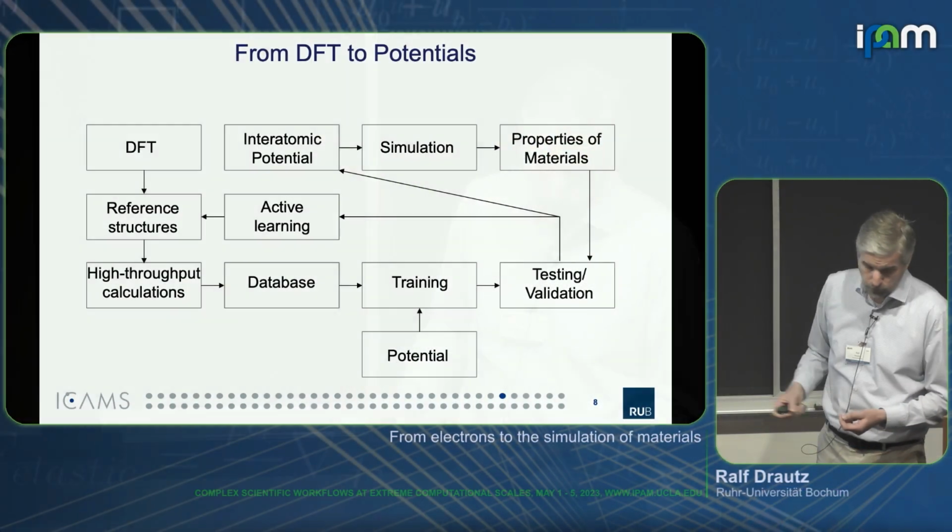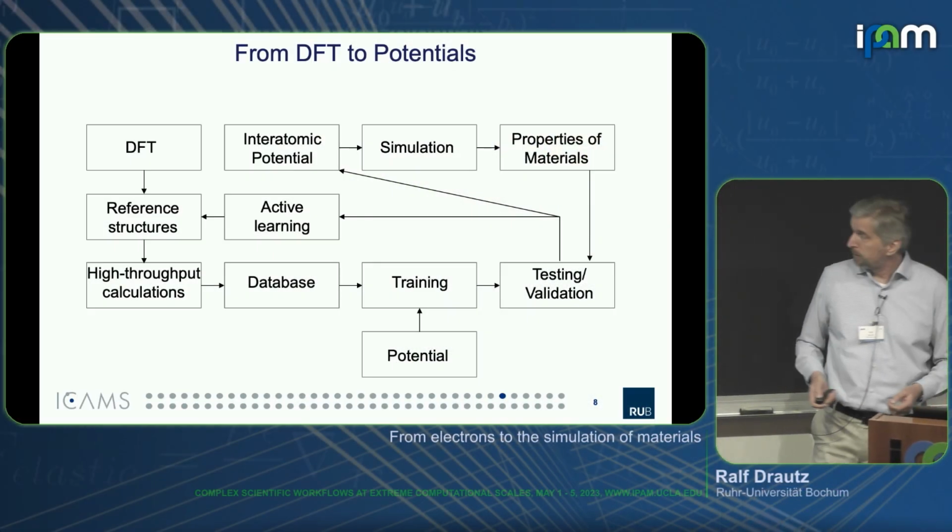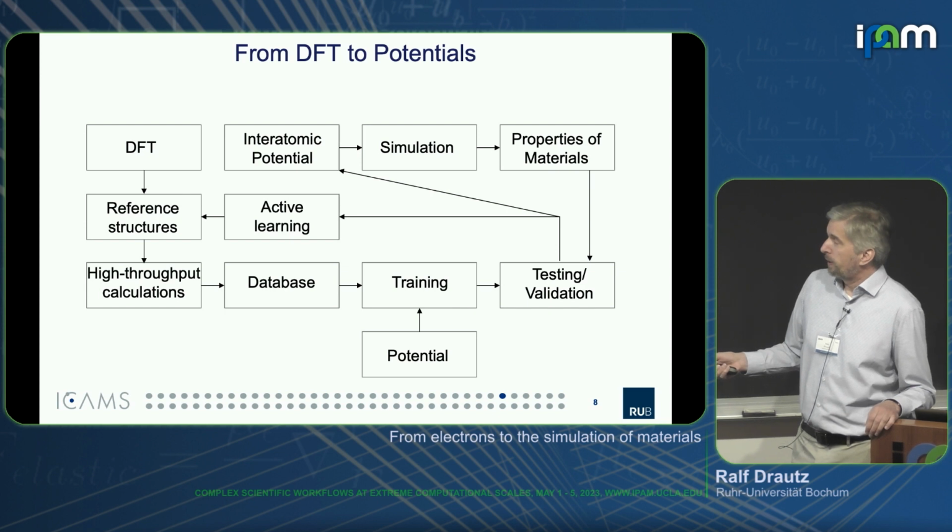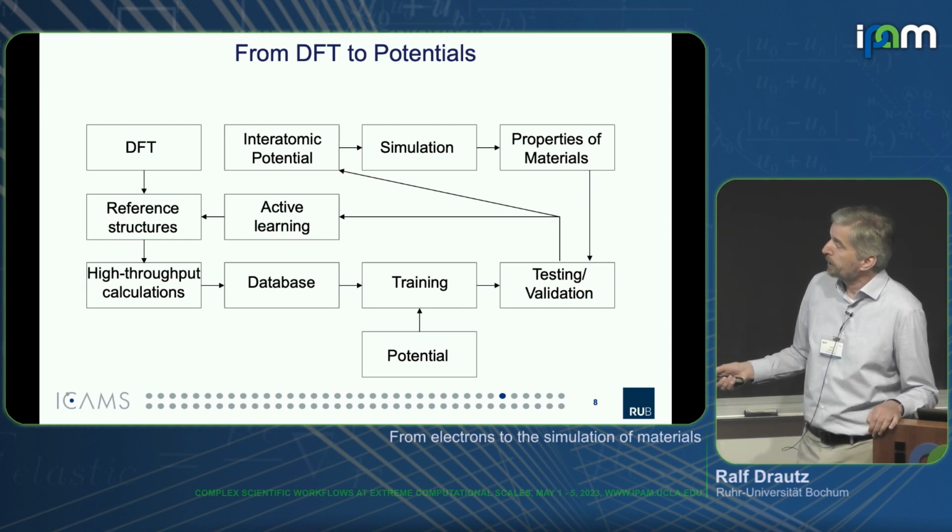And of course, also this part of the workflow needs to be robust. Then once you have your database, this is what you use for training. So you bring it together with the potential of your choice, train your potential, and then afterwards you have to see that you test it and validate it.